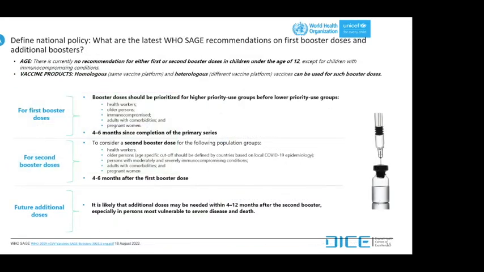So A, for defining a national policy, we have to consider what are the latest WHO SAGE recommendations on booster doses. To date, their latest recommendation says that there is no recommendation for a booster dose for children that are less than 12 years old, except for children with immunocompromising conditions. That means that the future of the COVID vaccination program is focusing mainly on adults.